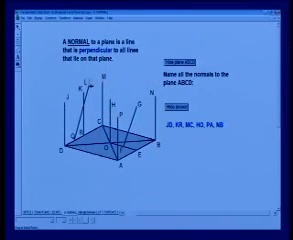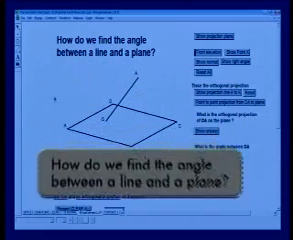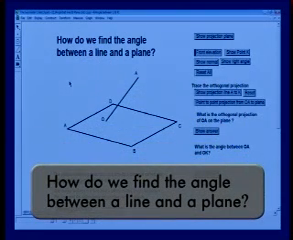But why is LG not a normal? And why is GF not a normal? Simply because they are not perpendicular to the plane. So now we have come to a more important part that we need to master before we can solve our problem. The question is, how do we find the angle between a line and a plane?